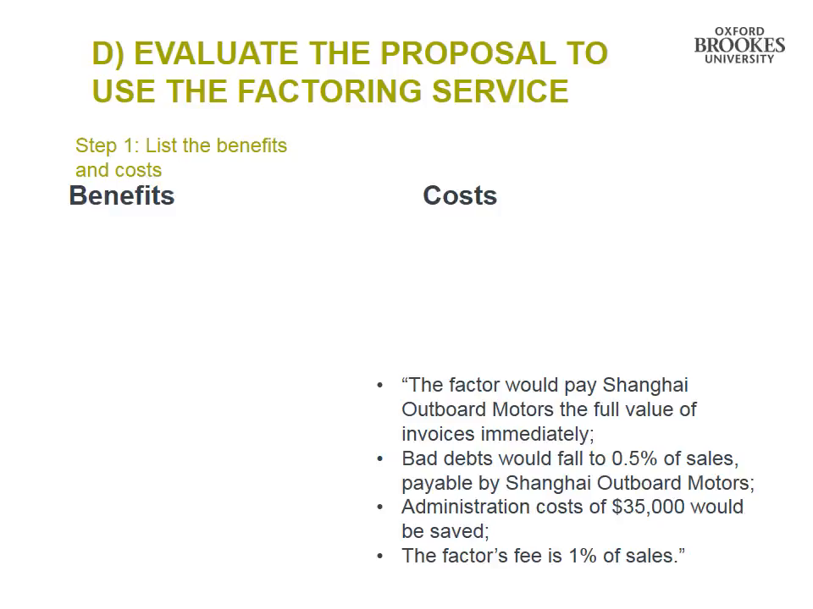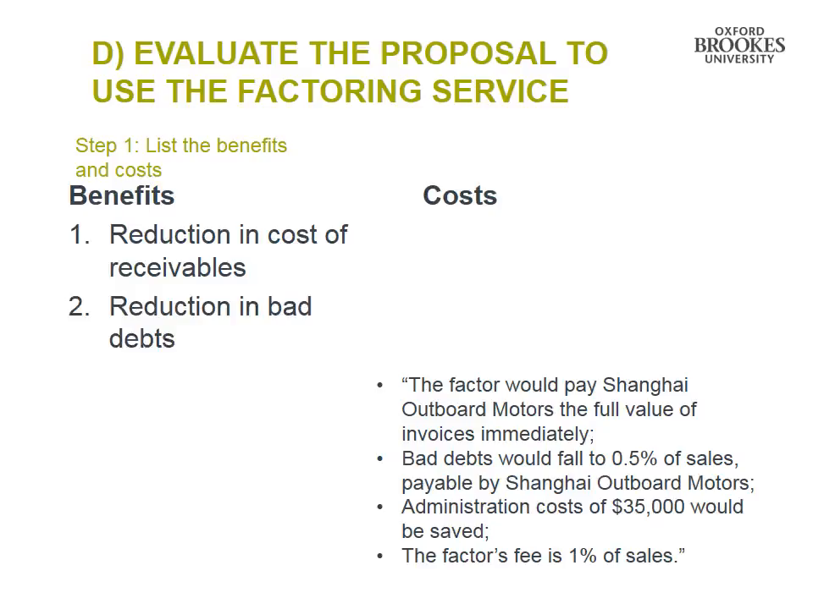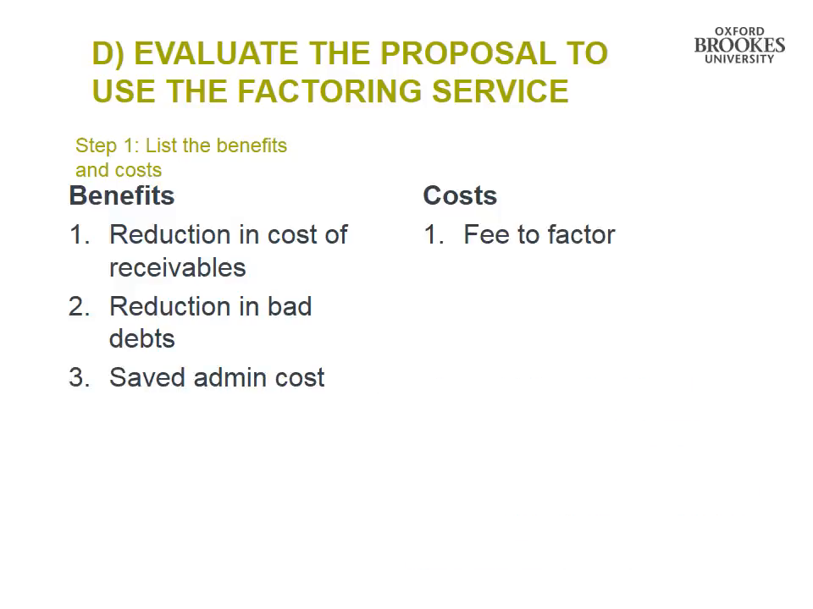So the factor would pay Shanghai Outboard Motors the full value of invoices immediately. We're going to have a reduction in cost of receivables. So our receivables is going to go down to 0. We've got bad debts would fall to 0.5% of sales, so we've got a reduction in bad debts. Administration costs would be saved, so we've got a saved admin cost, and the factor's fee is 1% of sales. That's on the other side. That's our fee that we've got to pay the factor, 1% of sales. So there we are. We've got our listing of benefits and costs.